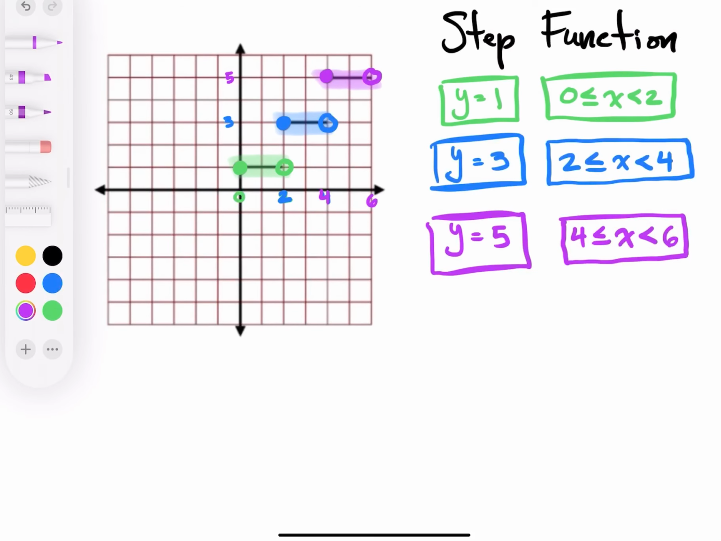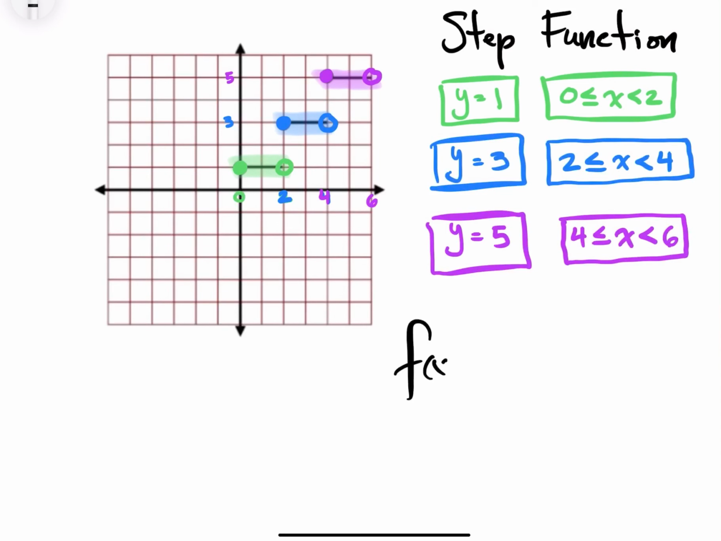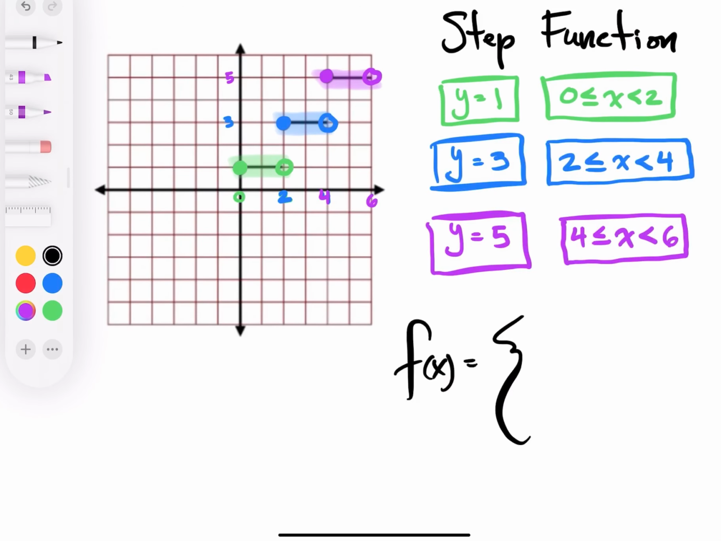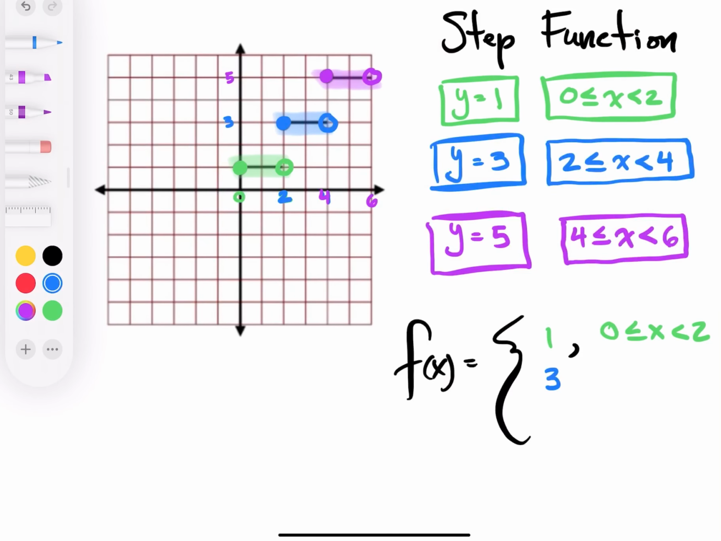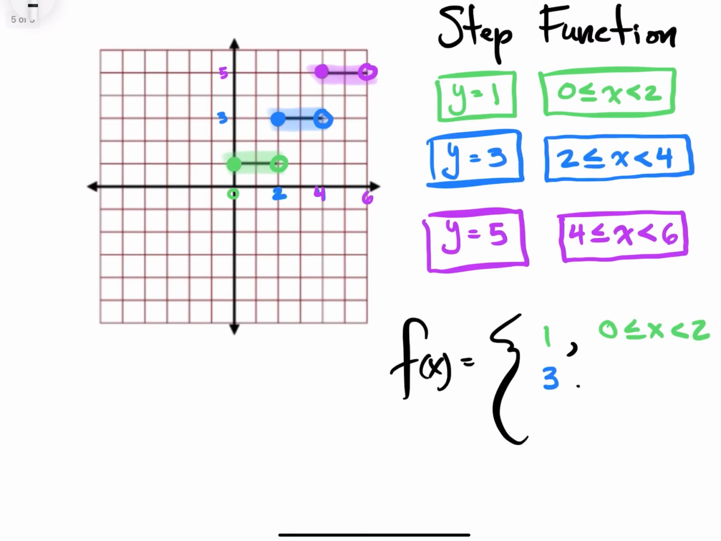So now if we go ahead and write this all out, f of x is now equal to, and then we'll just go ahead and put in each piece. So if we take a look at our first piece, it's going to be 1. And that's only going to happen when x is between 0 and 2. So x is between 0 and 2. It's equal to 0, but not to 2. Okay, now for our second piece, we have 3. And that's only going to happen when x is between 2 and 4. So I'll write that down.